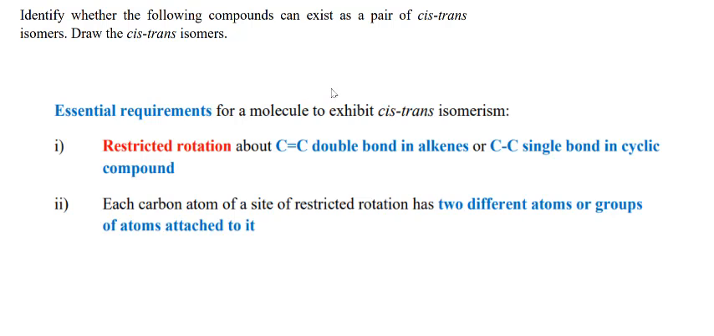The first requirement is that we must have a carbon-carbon restricted rotation. So how do we identify the carbon-carbon restricted rotation? We have a carbon-carbon double bond in alkenes and also carbon-carbon single bonds in cycloalkanes, which are our cyclic compounds. The second requirement is that at each carbon-carbon restricted rotation, we must have two different atoms or groups of atoms attached to it.